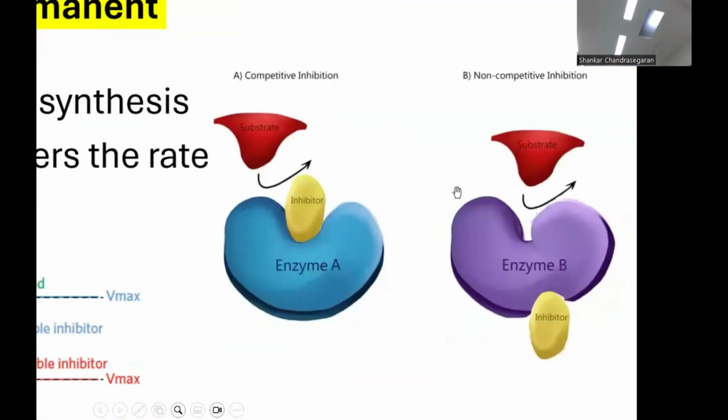So this is what we're looking at for competitive, where it binds to the active site, and because it's bound to the active site, it will not allow any substrate to bind to it anymore, basically preventing the catalysis from happening.